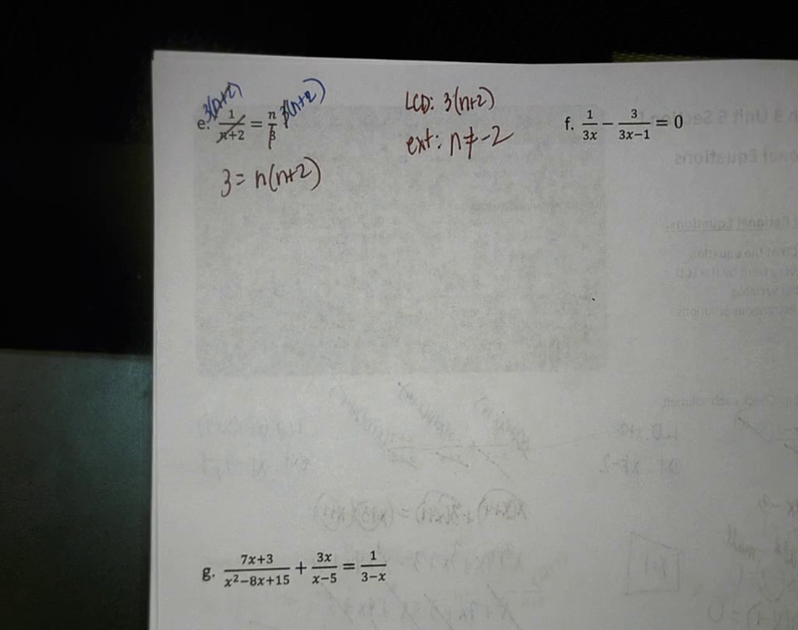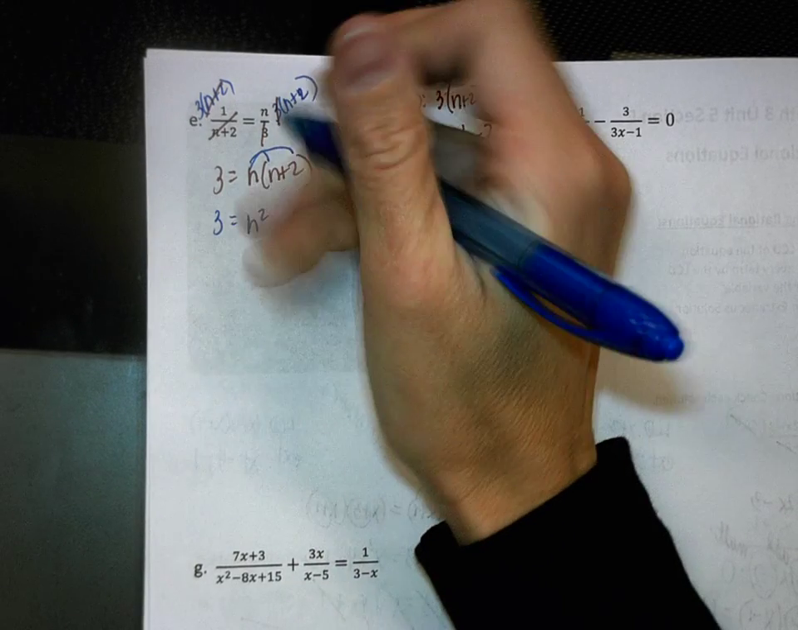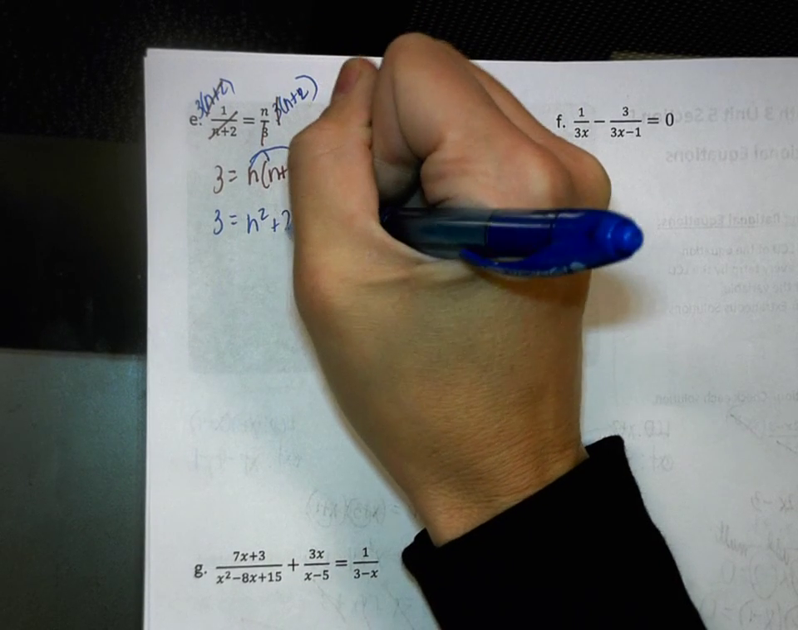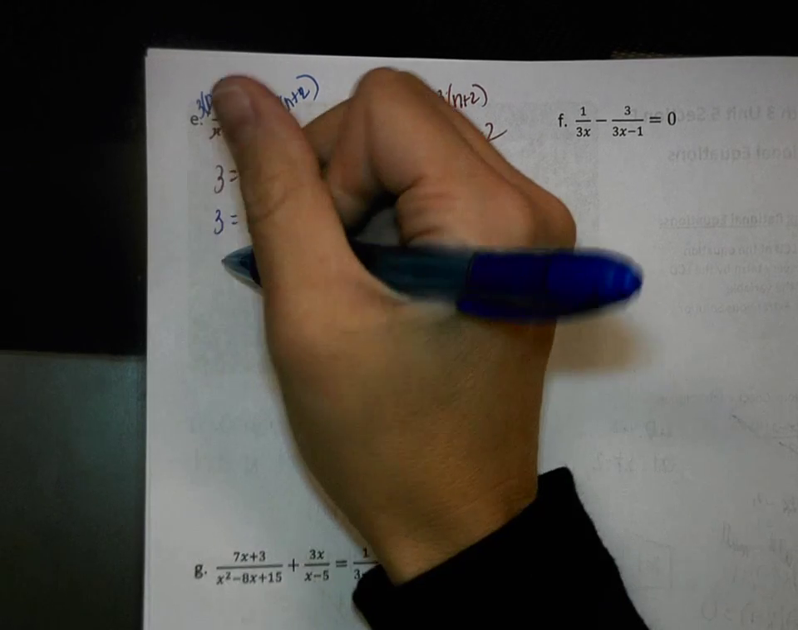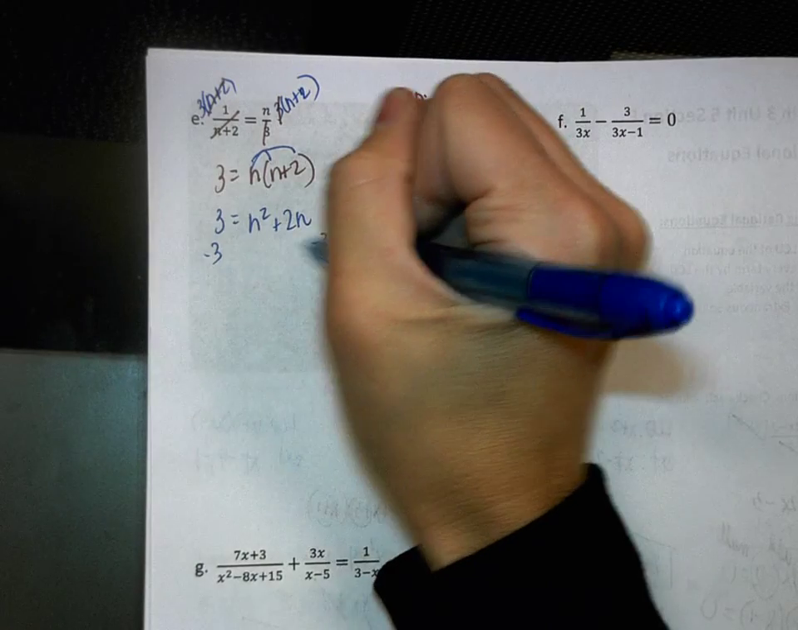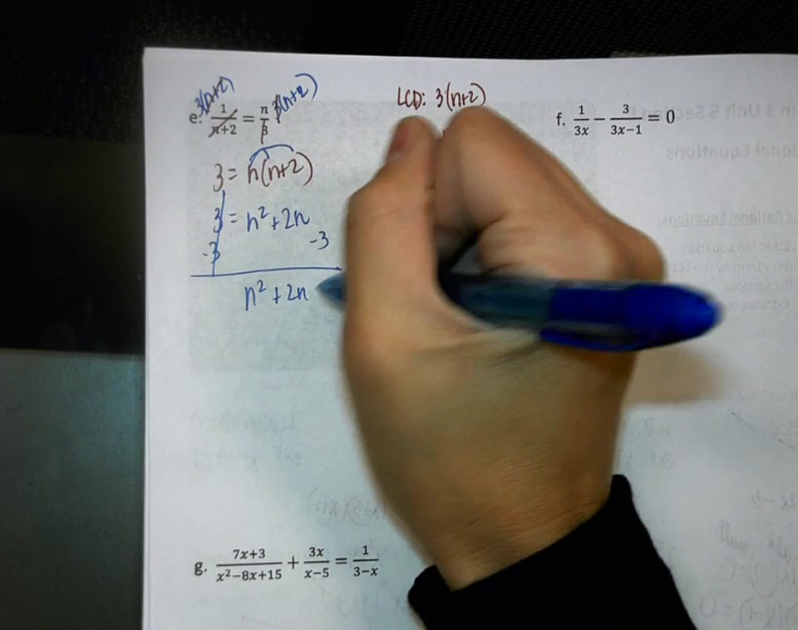What will I do to solve this one? Distribute. Good. Distribute the n through. So I have 3 equals n times n is n squared. N times 2 is 2n. And what would I do next to solve this one? Subtract 3. Good. Subtract 3, so we get everything on the same side with our n squared being positive. So n squared plus 2n minus 3 equals 0.